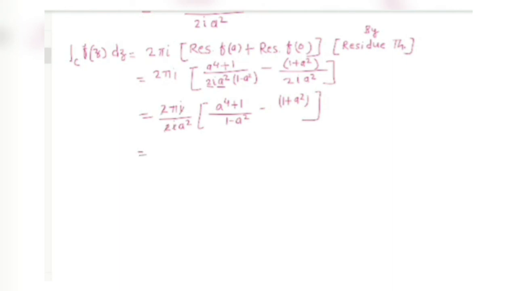They will cancel out each other, and after solving this, we'll get the value 2 pi a square divided by 1 minus a square, which is the value of the function, right? So it is proved now.